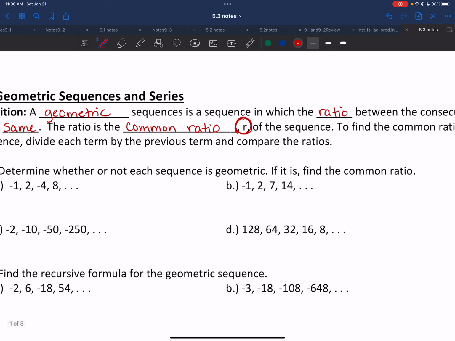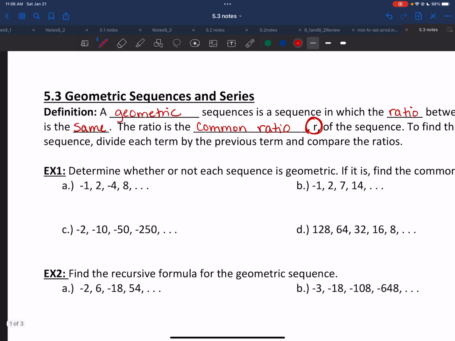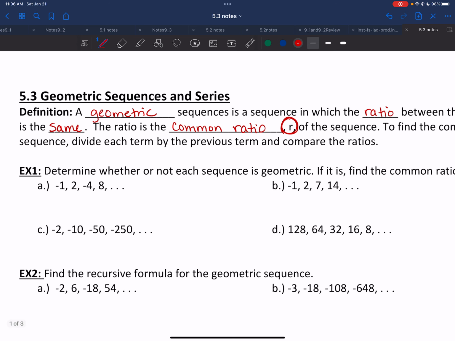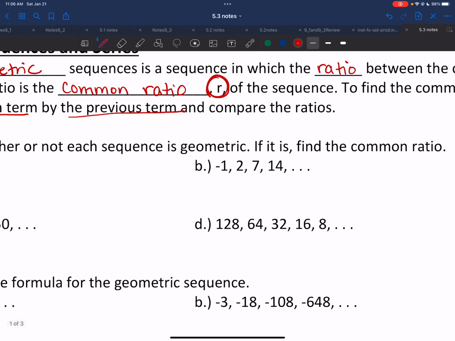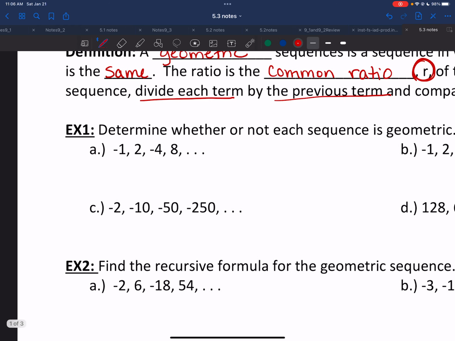To find the common ratio of the sequence, divide each term by the previous term. So this is what we're going to do, and then compare the ratios. Okay, so let's take a look at the first one. Example 1, we're just finding out whether or not it's a geometric sequence, and if it is, what its ratio is.